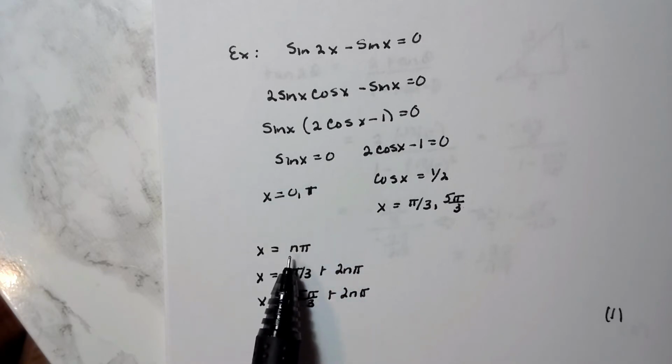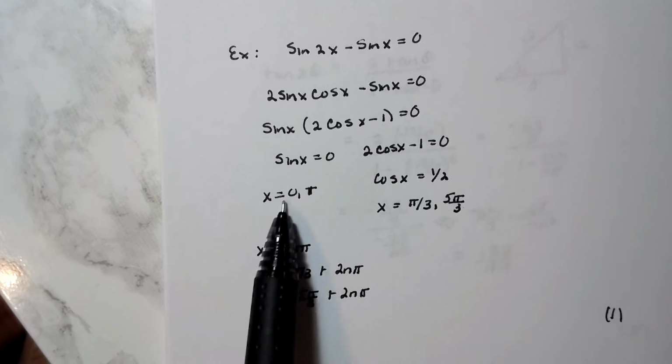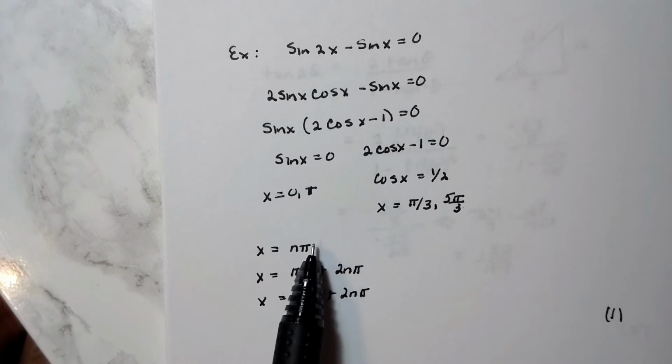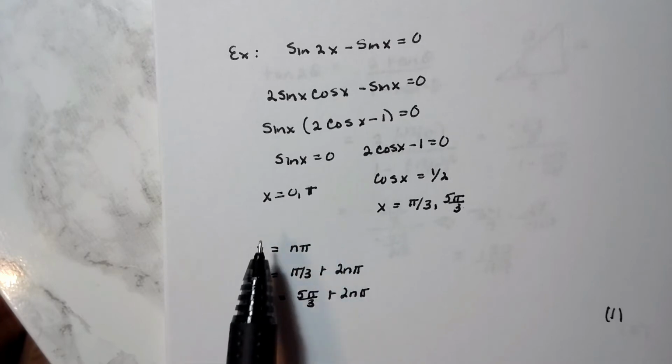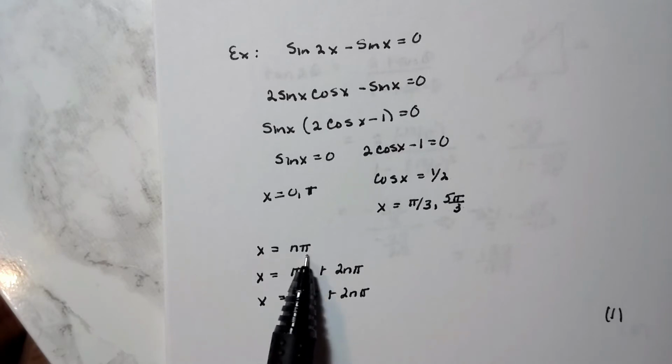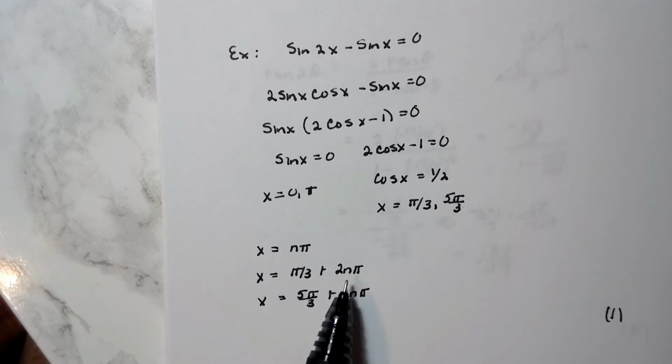So when n is 0, I get 0. When n is 1, I get pi. When n is 2, I end up back at 2 pi. When n is 3, I get to 3 pi, which is pi. So anyway, a simple little n pi here will do. And then for these two, as you can see, I just added 2n pi to give me the general solution.